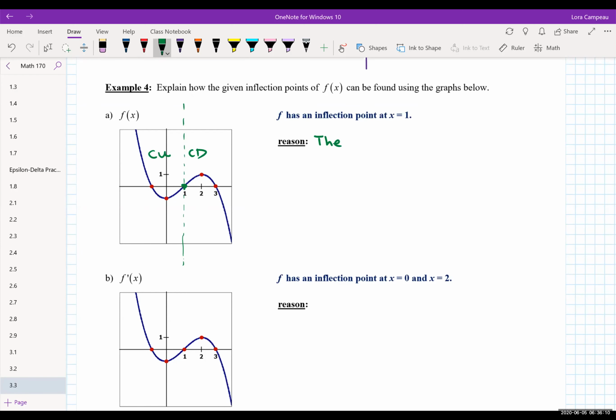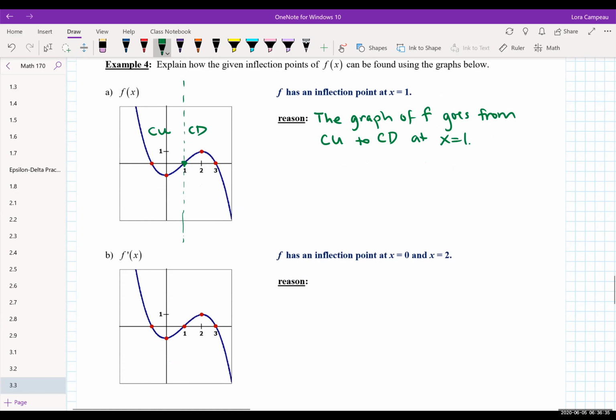The graph of f is going from concave up to concave down at x equals 1. So that's the definition of what an inflection point could mean.